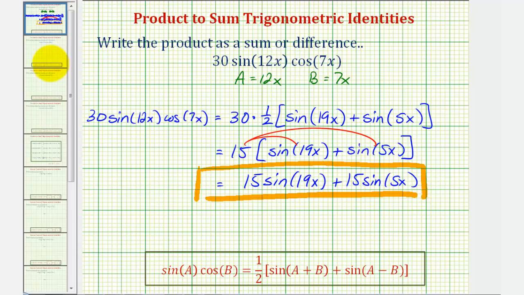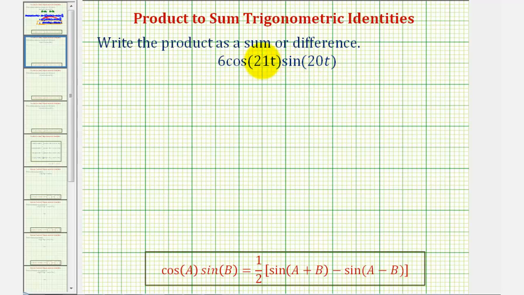Looking at the second example, notice how again if t is positive, 21t would be greater than 20t, and that's the reason why we have the cosine function first, and that's the reason why we'll use this form of the product to sum identity. Notice A is equal to 21t and B is equal to 20t. Notice A minus B will be positive 1t.